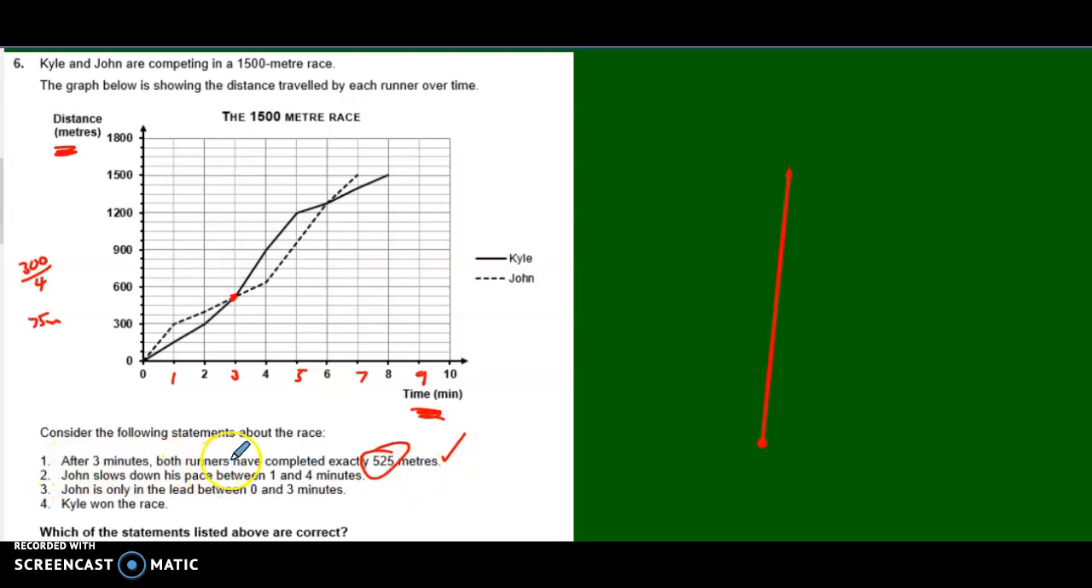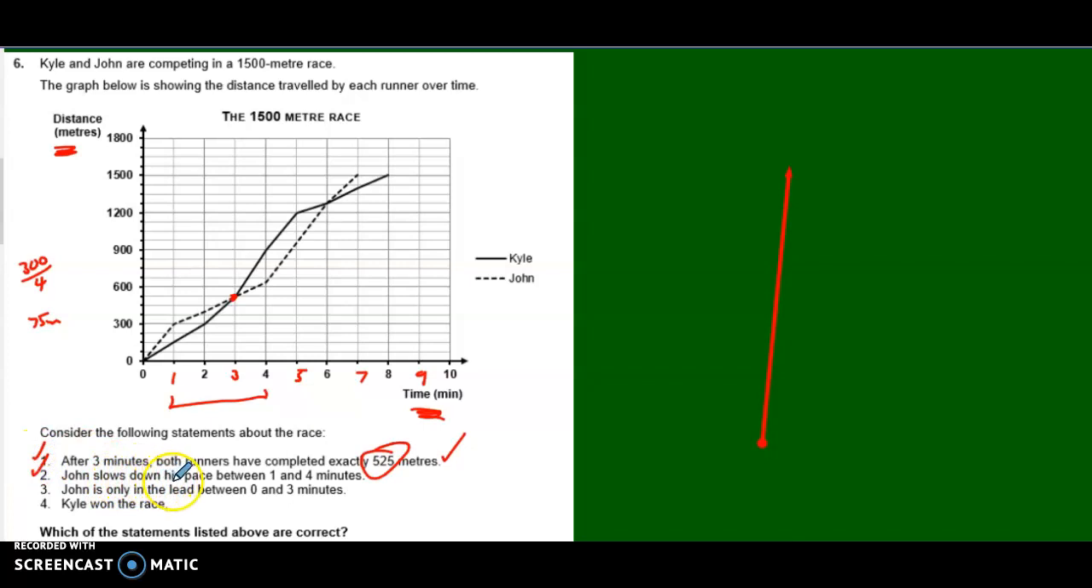John slows down his pace between 1 and 4 minutes. John is the dashed line. Does he slow down his pace between 1 and 4 minutes? If I look here, it's steeper, and then John is less steep. So he does slow down, because his line was steeper and his speed was faster earlier. This is also true. Let's put a check mark here, check mark here.